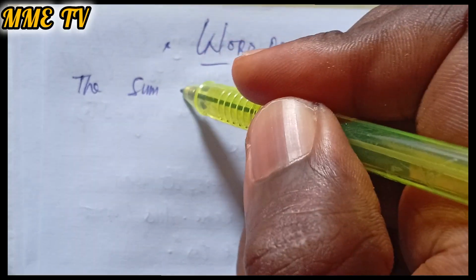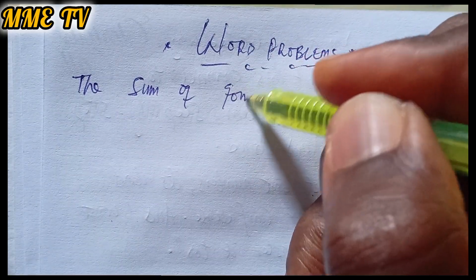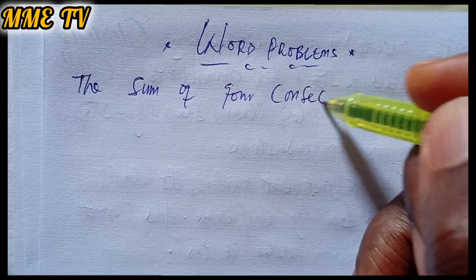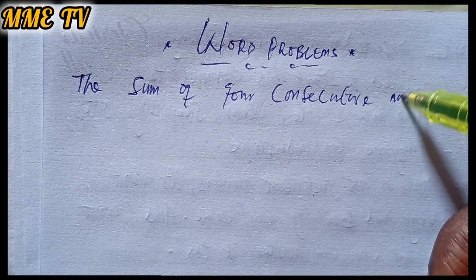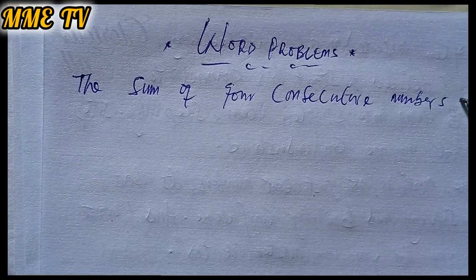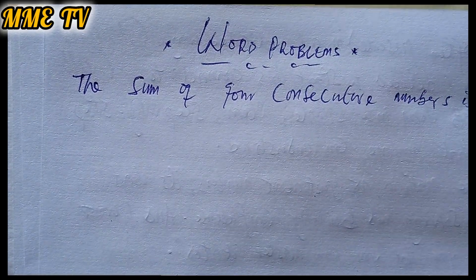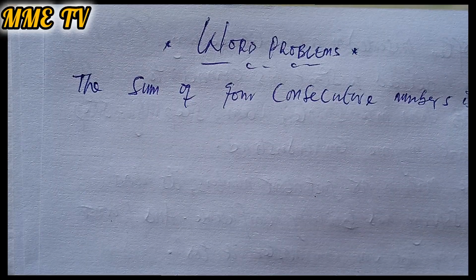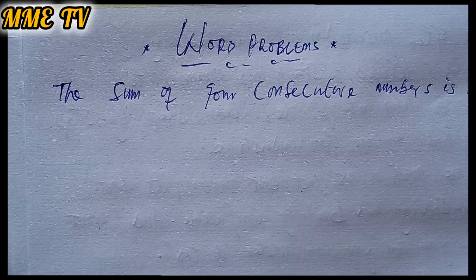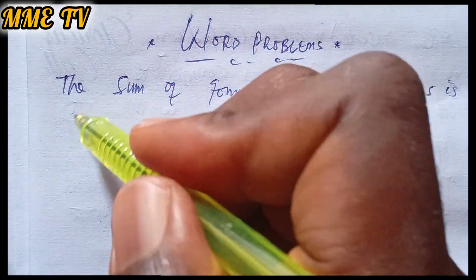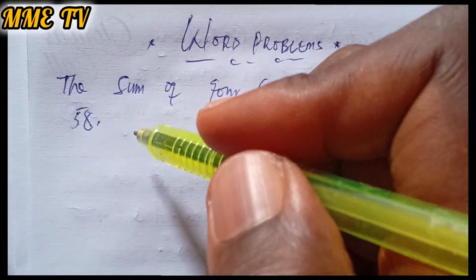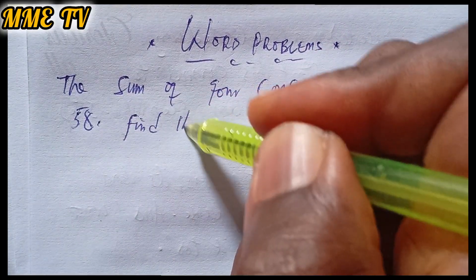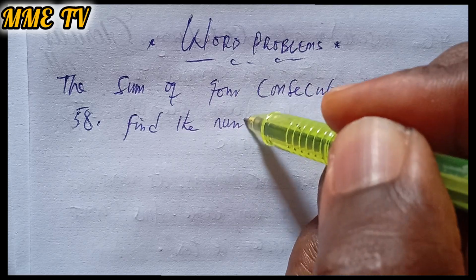The sum of 4 consecutive numbers is 58. And the person could go on to say, find the numbers.